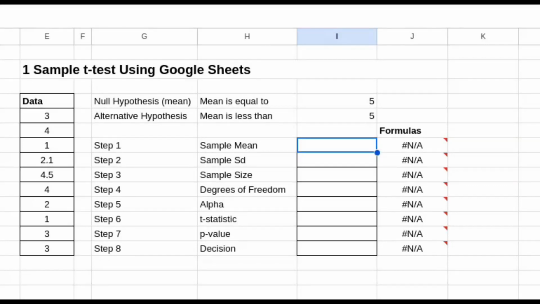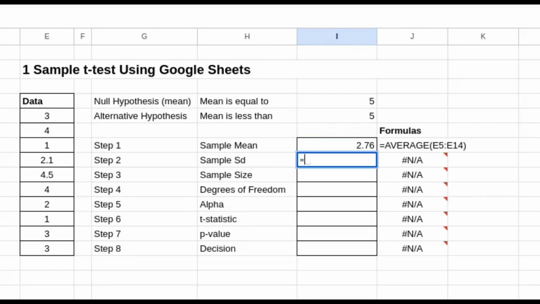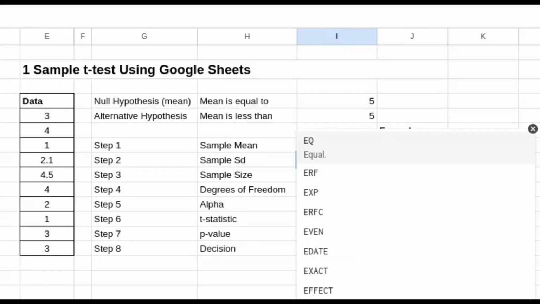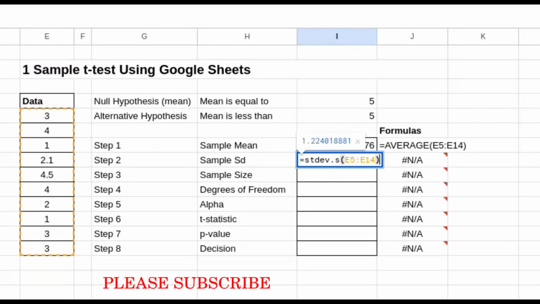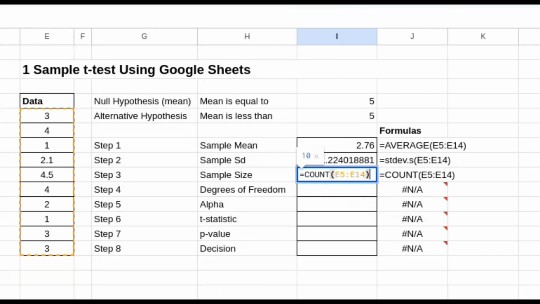We first get the mean, the standard deviation, and the sample size. You can see the formula on the right-hand side. Next, we compute the degrees of freedom by subtracting 1 from the sample size. We then indicate the significance level alpha of 0.05.